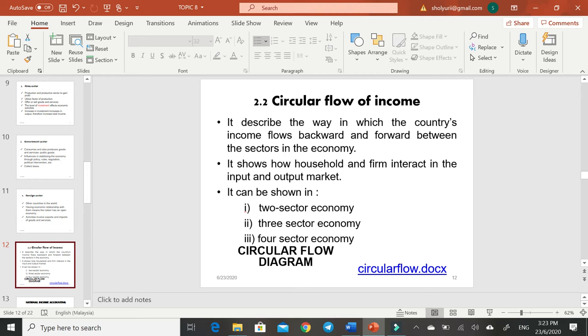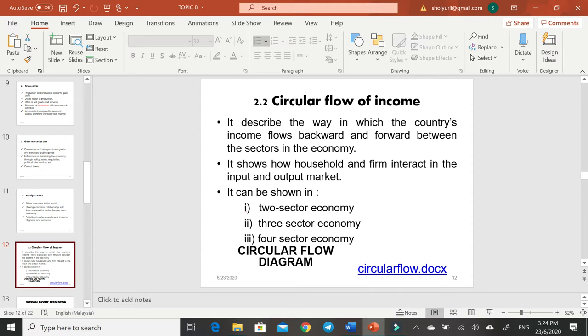This is the second part of our topic 8. Before, in our first video, I explained about the sectors inside the economy, which are the household, firm, government, and foreign sectors, which is the rest of the world. Now, we would like to see the relationship between each sector. Their relationship will be portrayed by a circular flow of income.